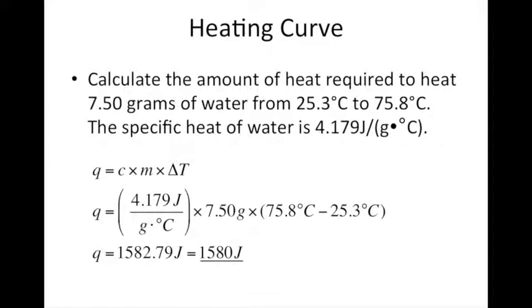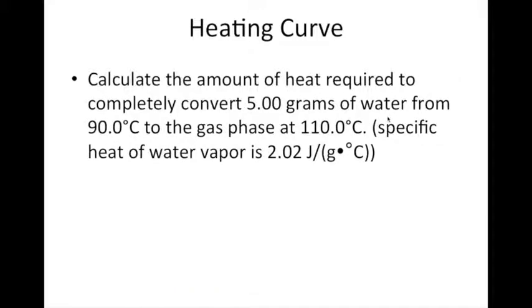Okay, so how much heat does it take? Well, we would use our formula. We would use the specific heat of water, which was given, times the mass of water in grams, times the change in temp, final minus initial. Notice that my grams will cancel, my units of degrees Celsius will cancel, and I'll end up with my heat or energy in joules. So to 3 significant figures, it would require 1,580 joules to increase the temperature of 7.50 grams of water from 25.3 to 75.8 degrees Celsius. So that's how much heat it would require.